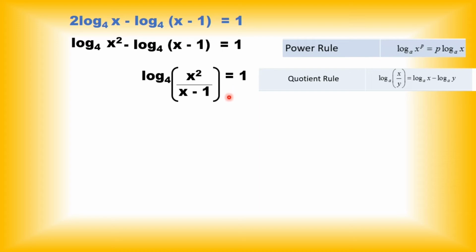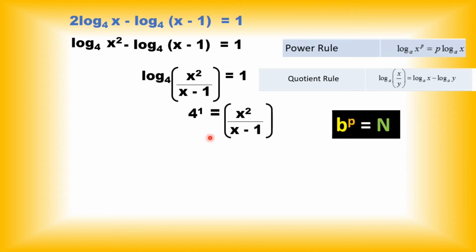We can now change it into exponential form. Formula is base to the power of p is equal to n. So, 4 raised to 1 is equal to the quantity x squared divided by x minus 1. Here now the equation. So, itataas natin yung x minus 1. I-multiply natin sa 4 raised to 1. So, we have 4 times the quantity x minus 1 is equal to x squared.